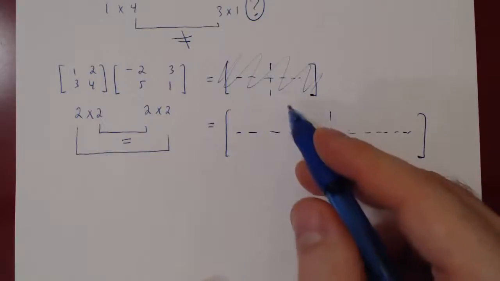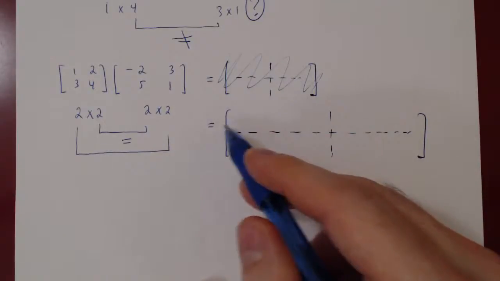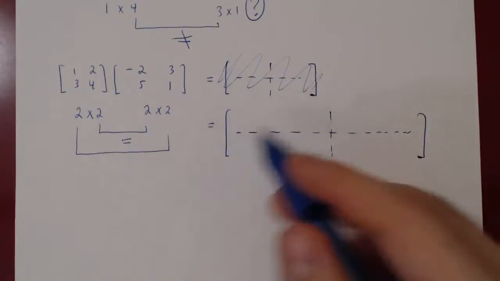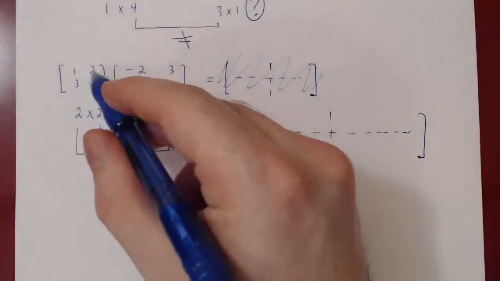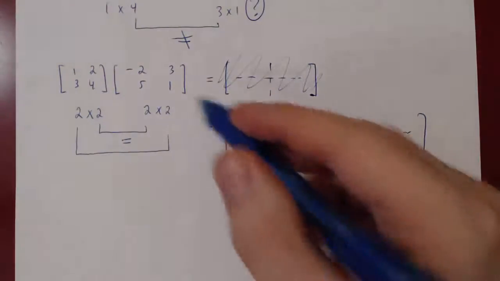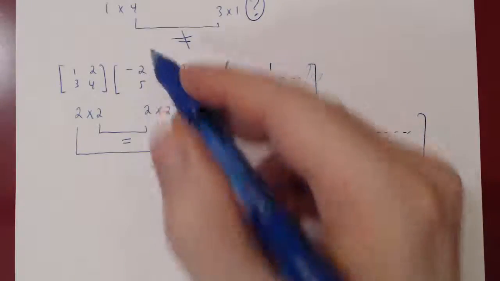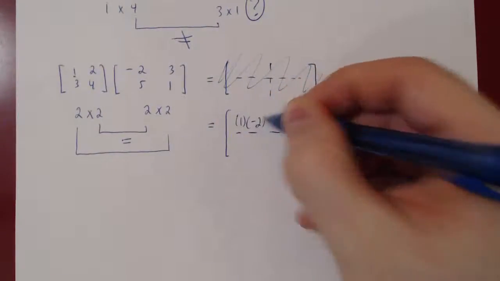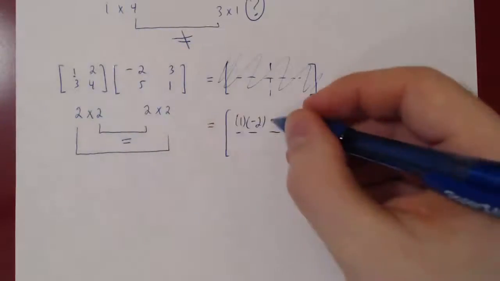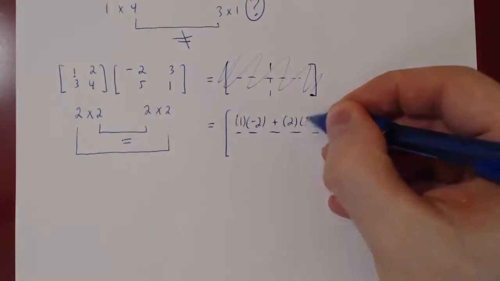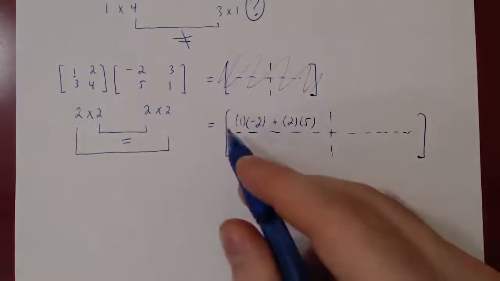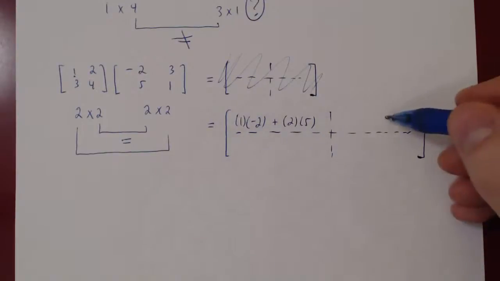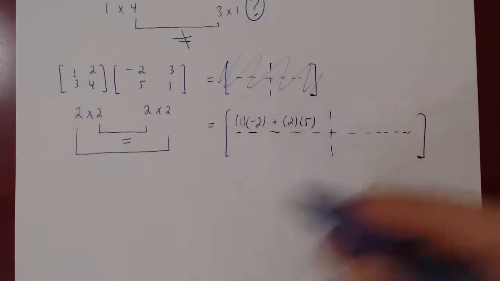This is the entry, if you think of it, in the first row, first column. And so we take the first row of the first matrix times the first column of the second matrix. And so we do 1 times negative 2 plus 2 times 5. And now we have the first entry of our product. The entry here, if you think of it, now we are in row 1, column 2.